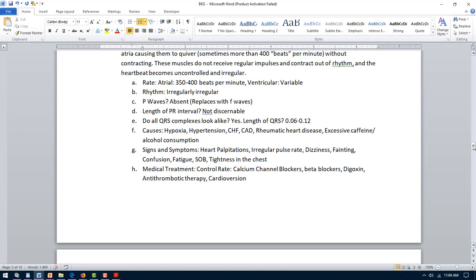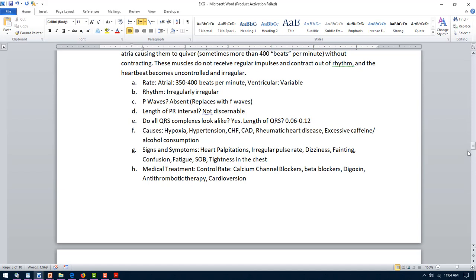Anyways, there are no P waves. There's no way to measure a PR interval. All the QRSs are exactly the way we want them. They all look alike, and they're in between that 0.06 to 0.12, except for the fact that they are irregular.